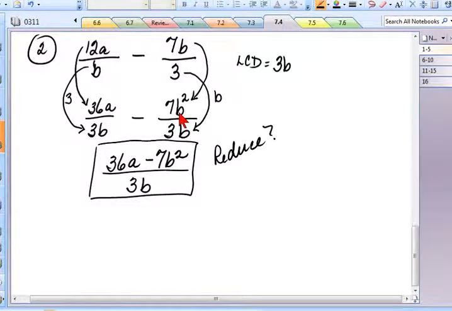Now, here's a common mistake. People will look at this and say, oh, but wait a minute. I've got a 3 down here and a 36 up here. Why don't I do that reducing? Because 3 is not a factor of the entire numerator, so you can't just touch one of its terms. It's all or nothing. Okay, let's look at number 3.